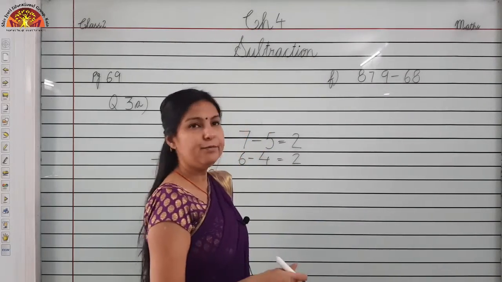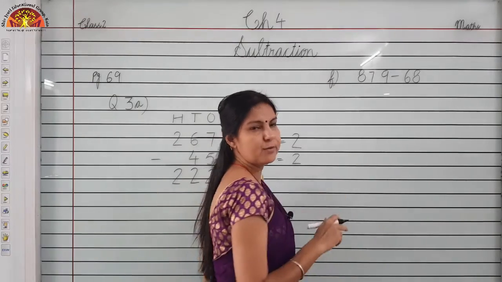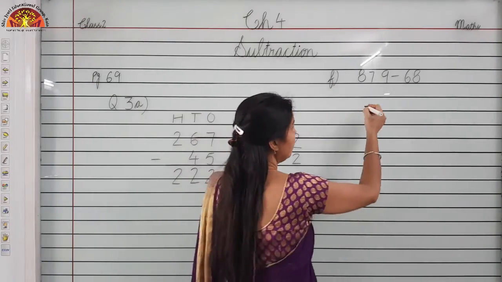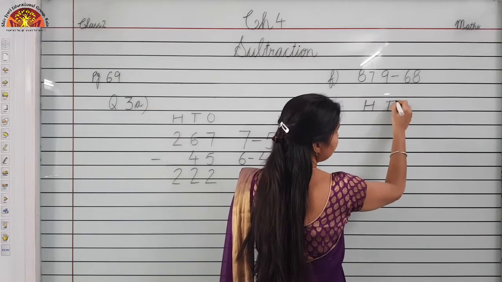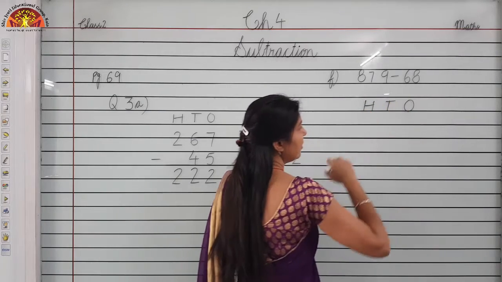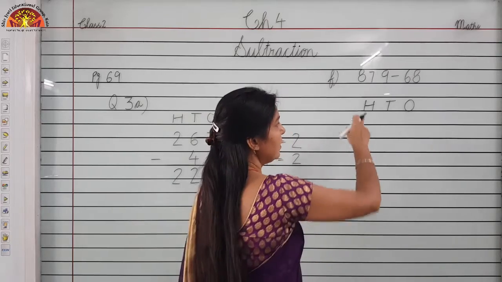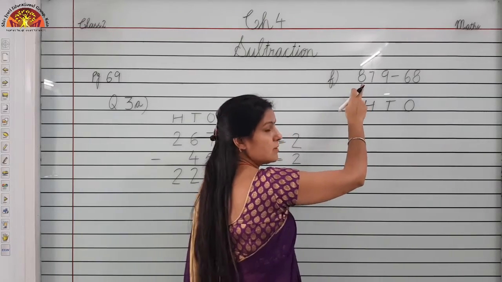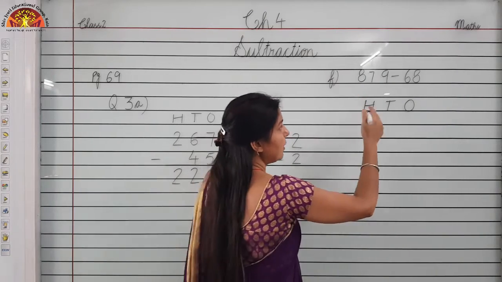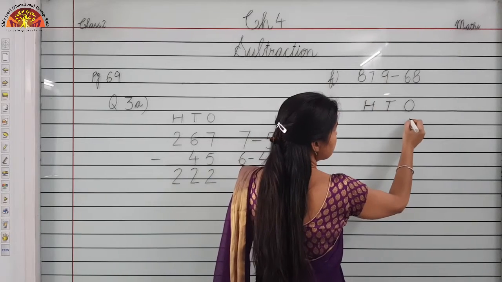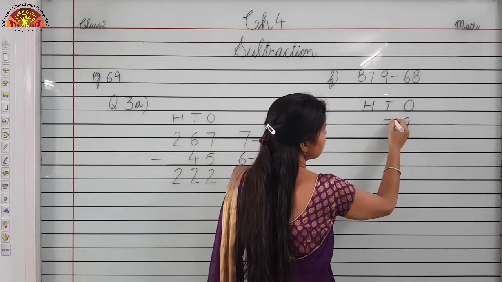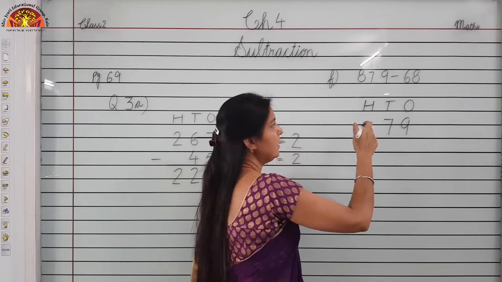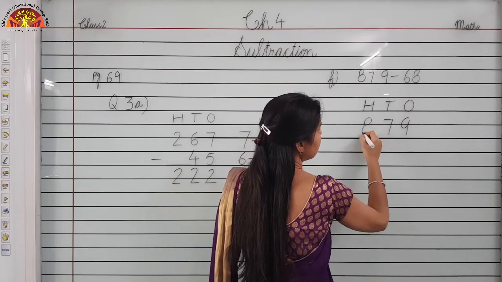Now children, we have to arrange these numbers in columns. So how we will arrange these numbers in columns? First of all, HTO pattern you have to follow. It is written in your book. So what you will do? You will write this number because this number is bigger. So how we will write it? 9 we will write at ones place. 7 we will write at tens place. And 8 we will write at hundreds place.